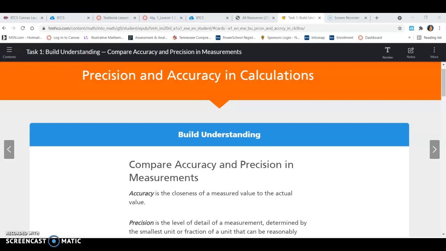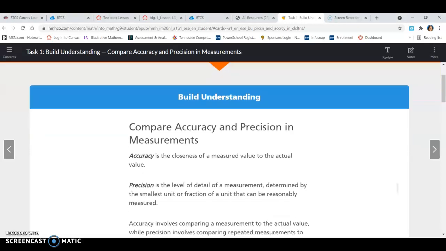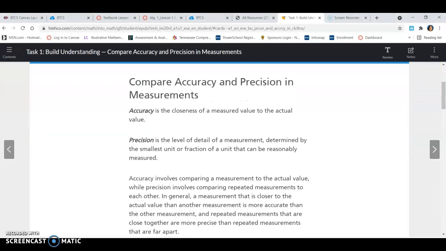All right, guys, we're still on lesson 1.3. We're talking about precision and accuracy in calculations. So let's see what that means. Comparing accuracy and precision in measurements. Definitions that you need to know.